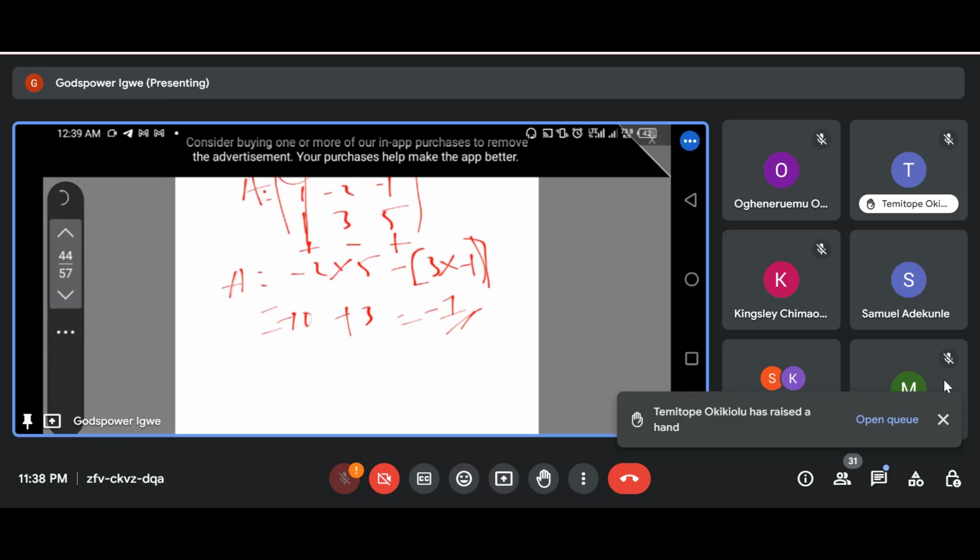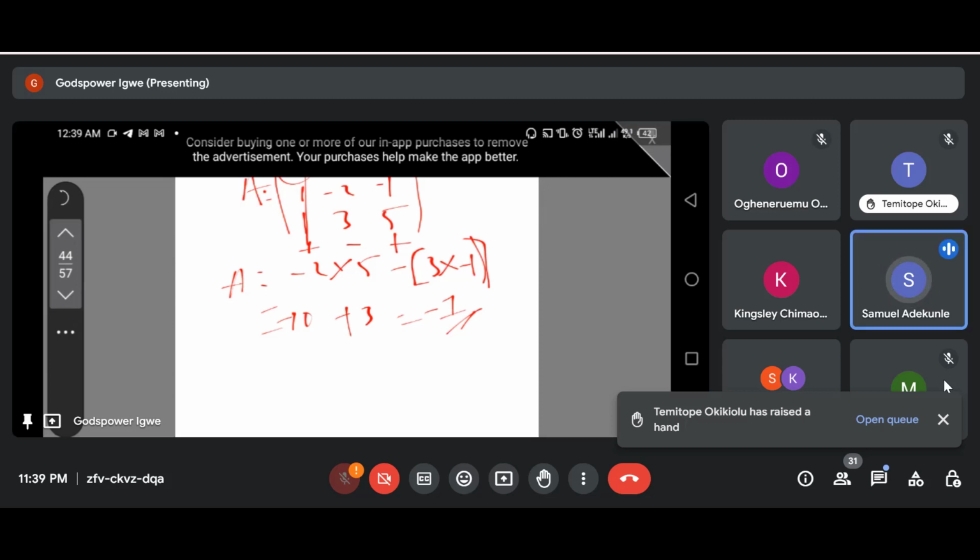We do the second line. The second line is minus 1 times 5.